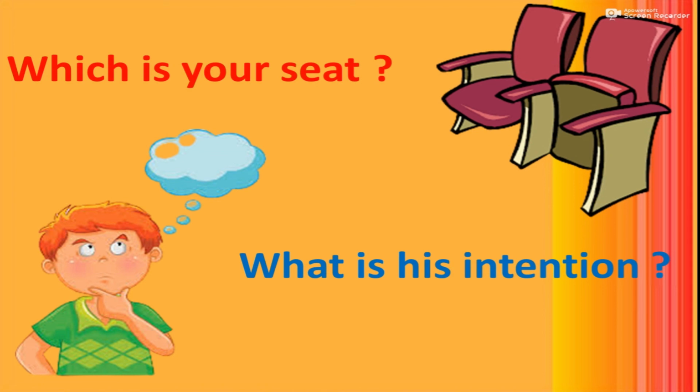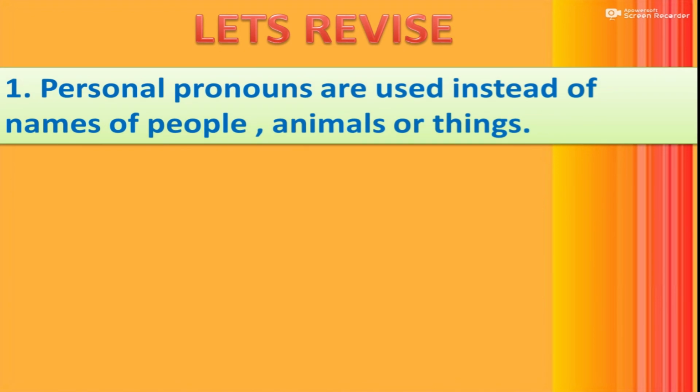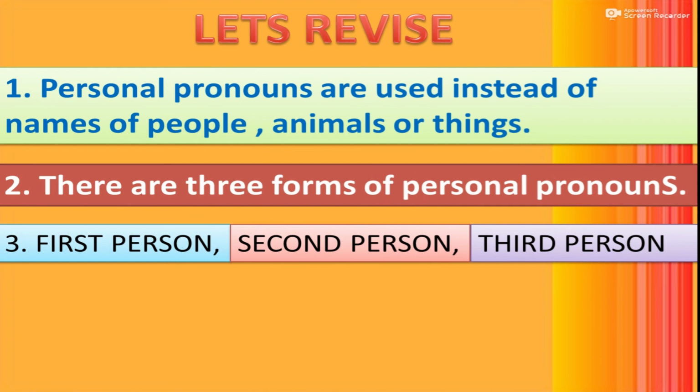So here girls, we complete our 3 types of pronoun. Now let's revise once. Personal pronouns are used instead of names of people, animals or things. There are 3 forms of personal pronouns. First person, second person and third person.